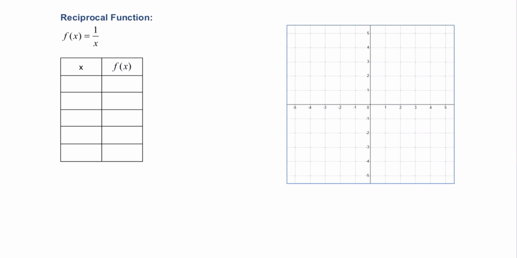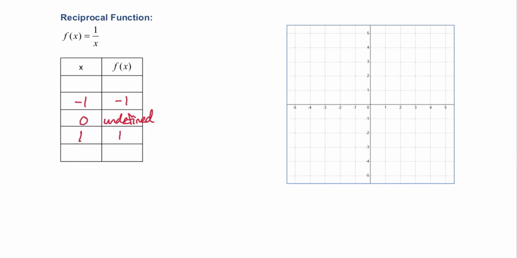Notice that when x is 0, we get 1 divided by 0, which is undefined. Other easy values that we can use to choose for x are -1. If we plug in -1, we get 1 divided by -1, which is -1. We could use a +1. 1 divided by 1 is 1.